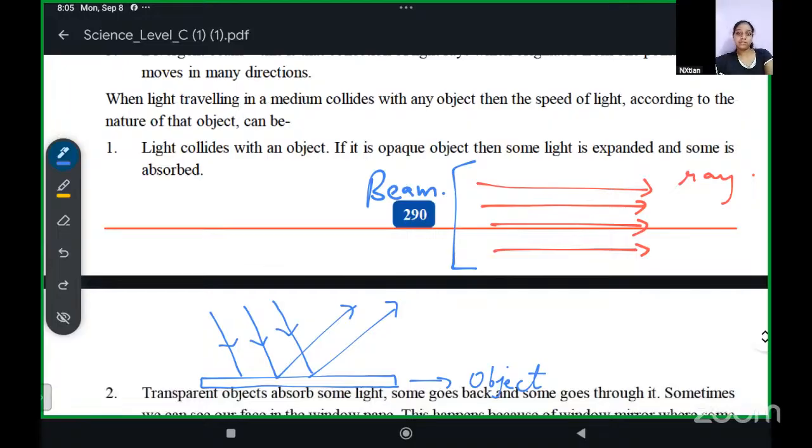Yes, Abraham, that is correct. That is very true, that black color absorbs more of the rays. Okay. That is correct.